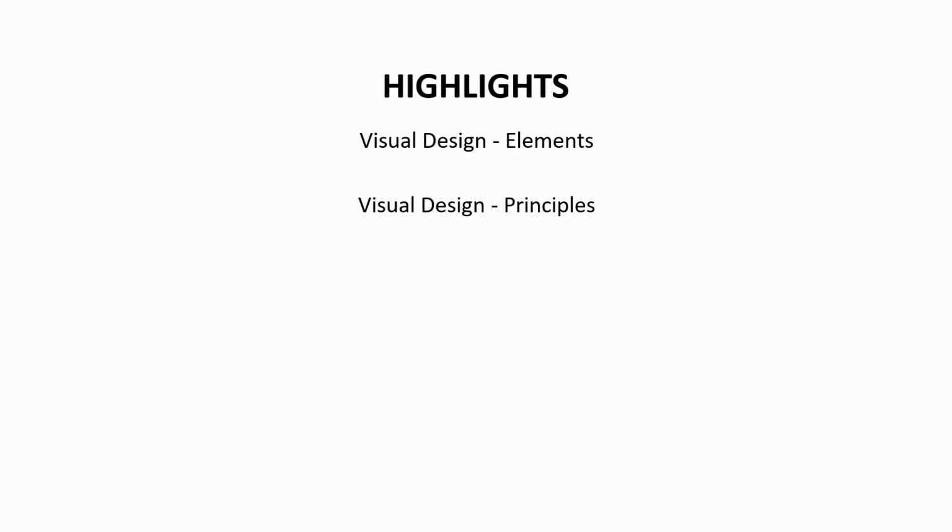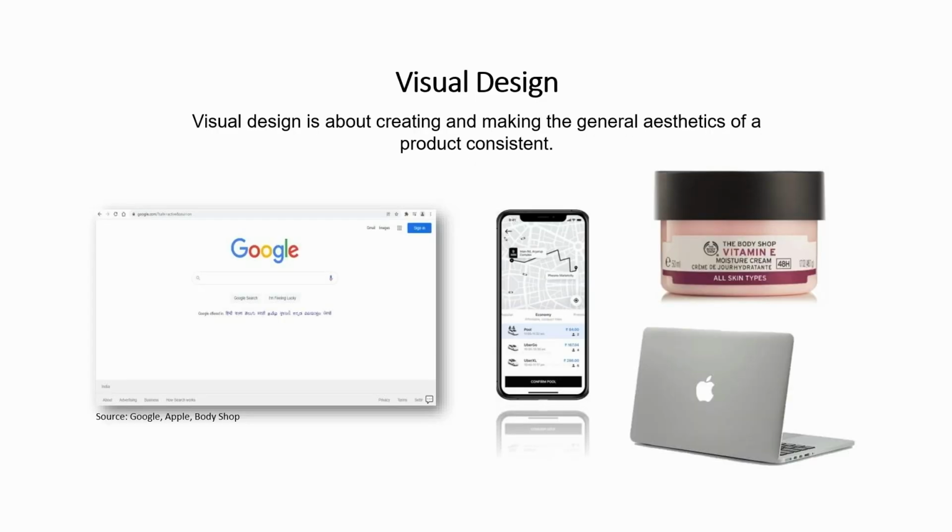All right. So the first two things we would be covering during this lecture on visual design elements are the elements themselves and the principles, right? So what is visual design? Visual design is typically about creating and making the general aesthetics of a product consistent, right? So we do not want a product which looks nice on one side and poor on the other side. Neither do we want products which have functionalization and different buttons and whatnot to look aesthetically displeasing.